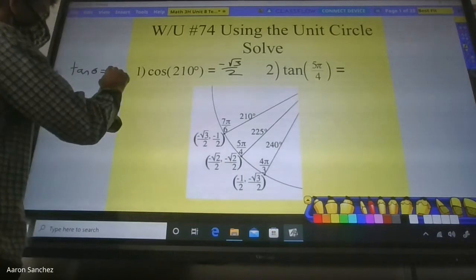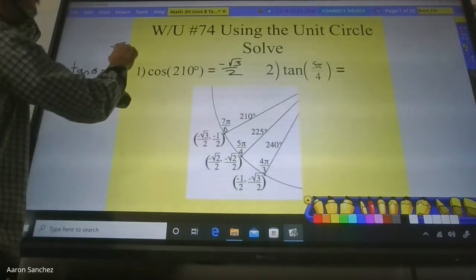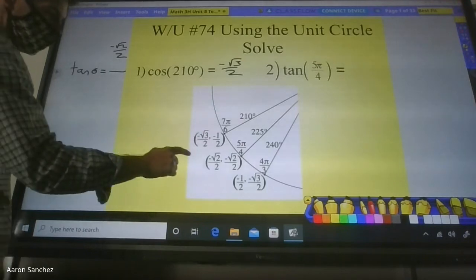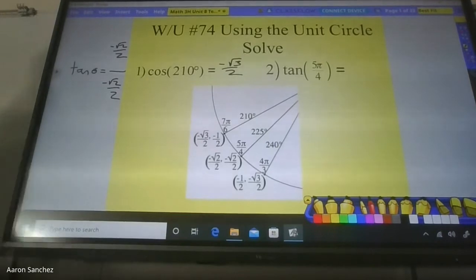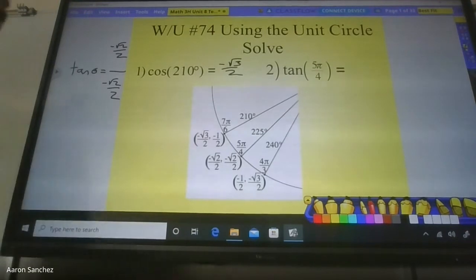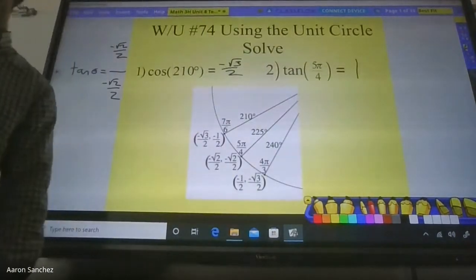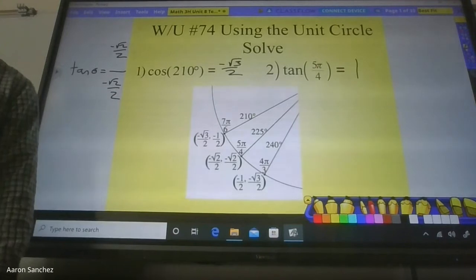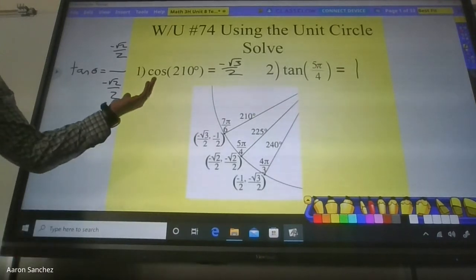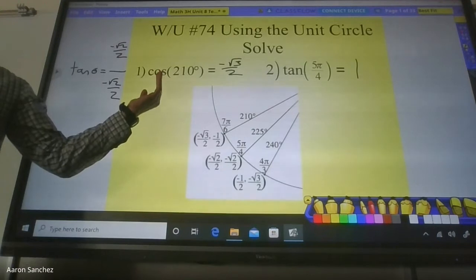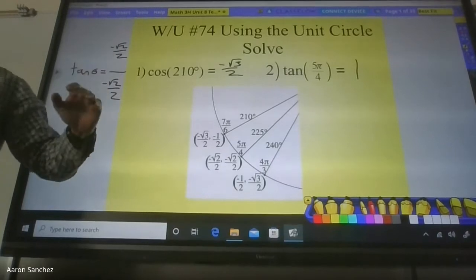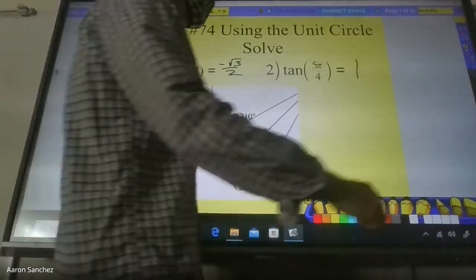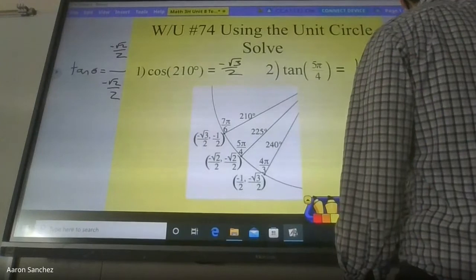Y, negative root 2 over 2, over x, negative root 2 over 2. What is negative root 2 over 2 divided by negative root 2 over 2? 1. How many of you got 1 for tangent? Just curious. That's all you got to do. I mean, what's sine? Y. Cosine, x, tangent, y over x, sine over cosine. Anyway, that's that. Better get that part right.